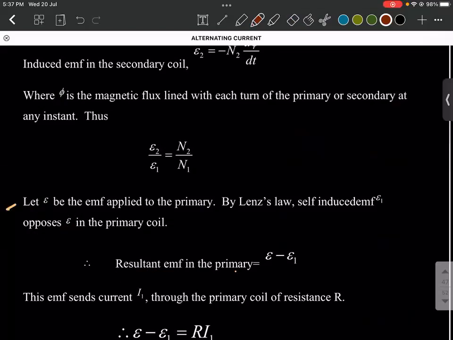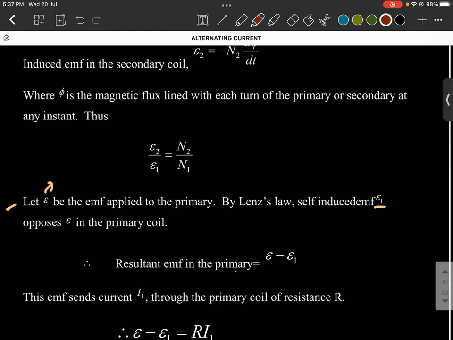Okay. Suppose I am taking the EMF across the primary coil to be E. By Lenz's law, what can I say? There is a self-induced EMF E1 that is getting generated. That's what we wrote, E1 by E2. Correct? So what will be the relation between E and E1? I repeat the question again, listen carefully. This E stands for the instantaneous EMF that is getting generated by the alternating source. What is E1? E1 is a self-induced EMF. You remember self-induction?